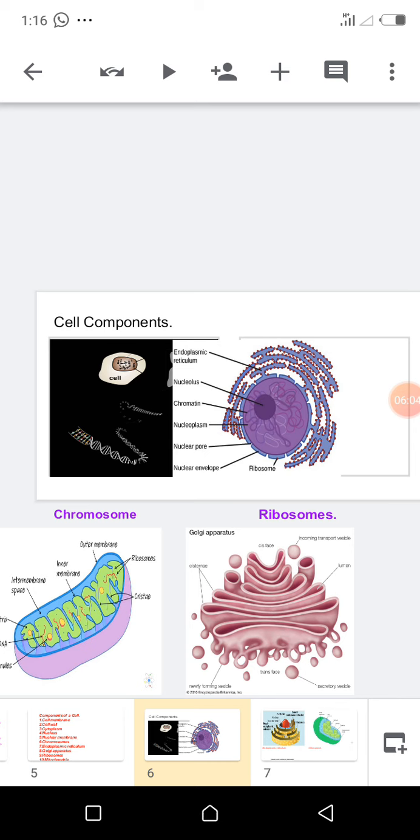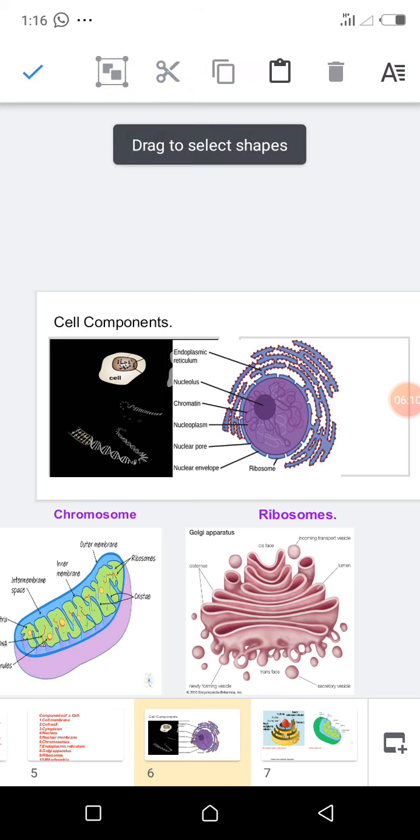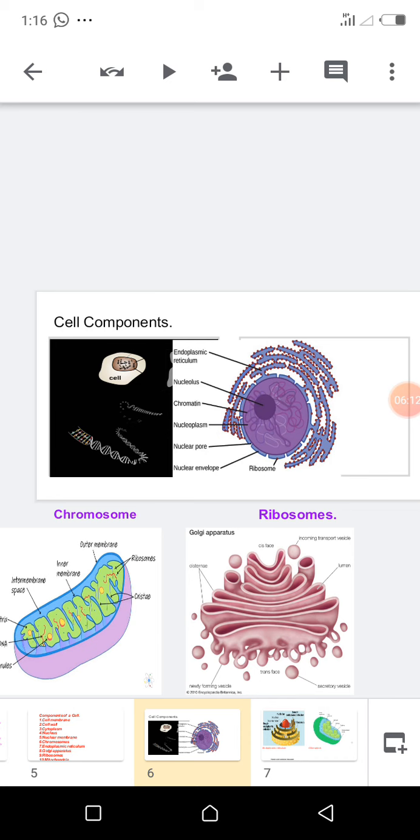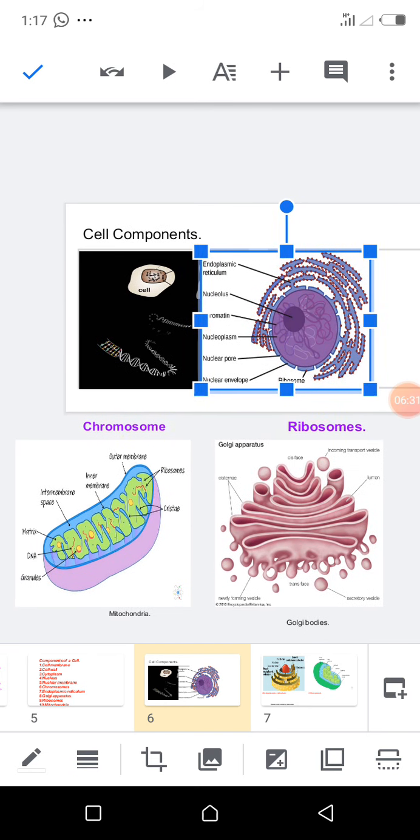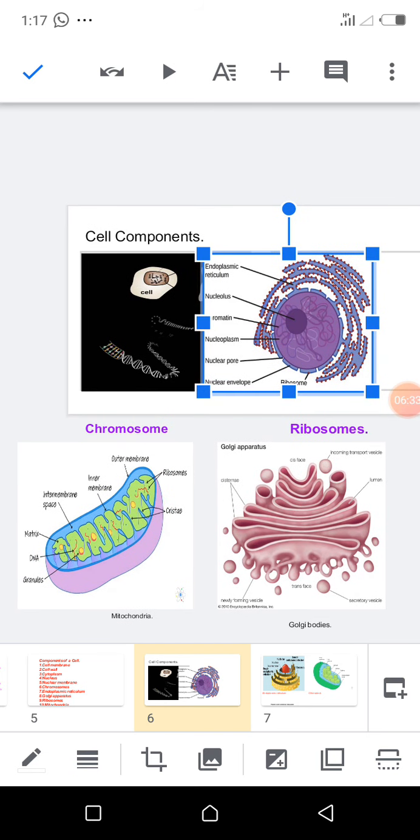Ribosomes, they are small round bodies that are usually found either free in the cytoplasm or attached to the endoplasmic reticulum, just as we see in this picture. They are ribosomes and they are attached to the endoplasmic reticulum. The function of the ribosome is to synthesize protein. For protein synthesis.